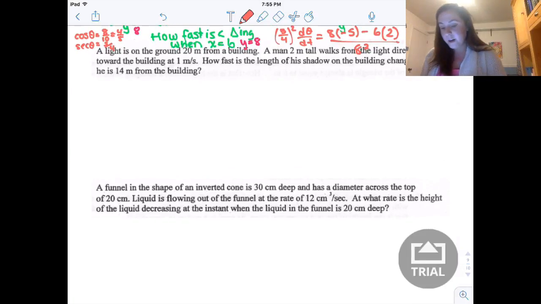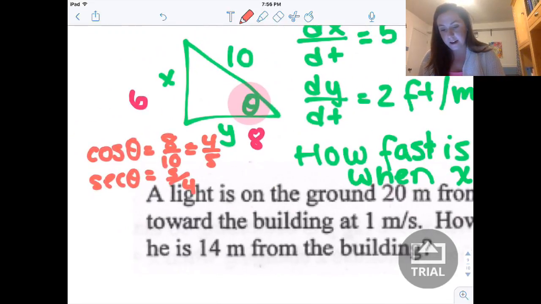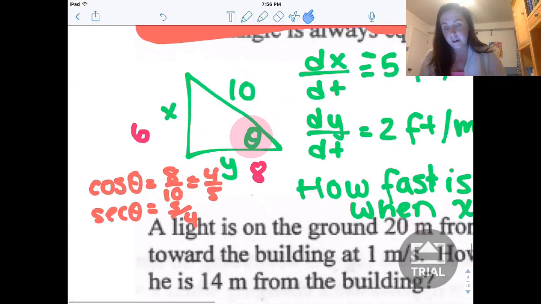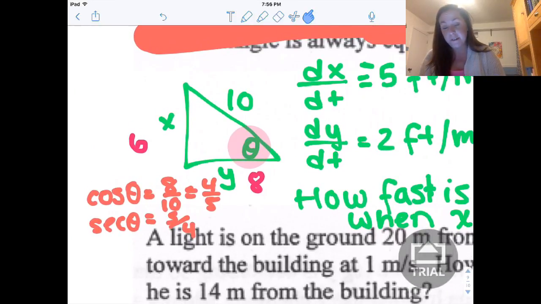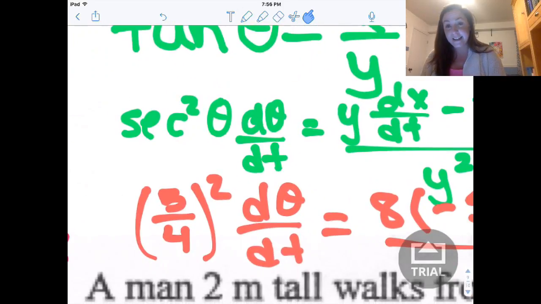What happened to the theta between the green and orange step? Okay, so let's go back to that. That was a good question, Ryan. He asked, when you plugged in 5/4, what happened there? So cosine of theta would be 4/5 because it's 8 over 10 at that instant. And then secant of theta is the reciprocal of that. So that's 5/4.